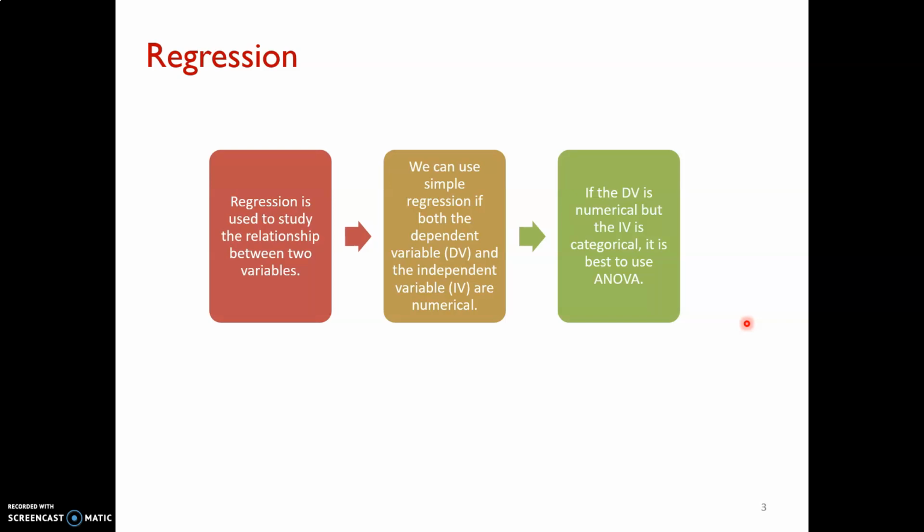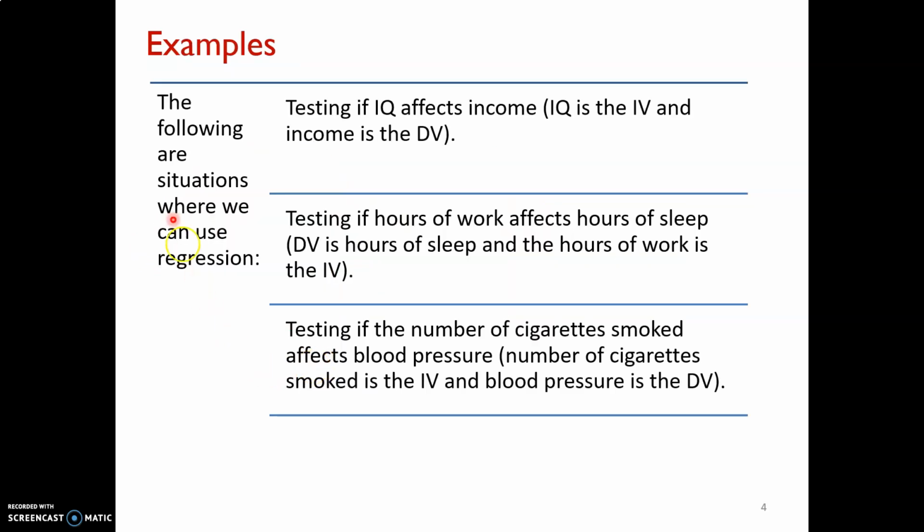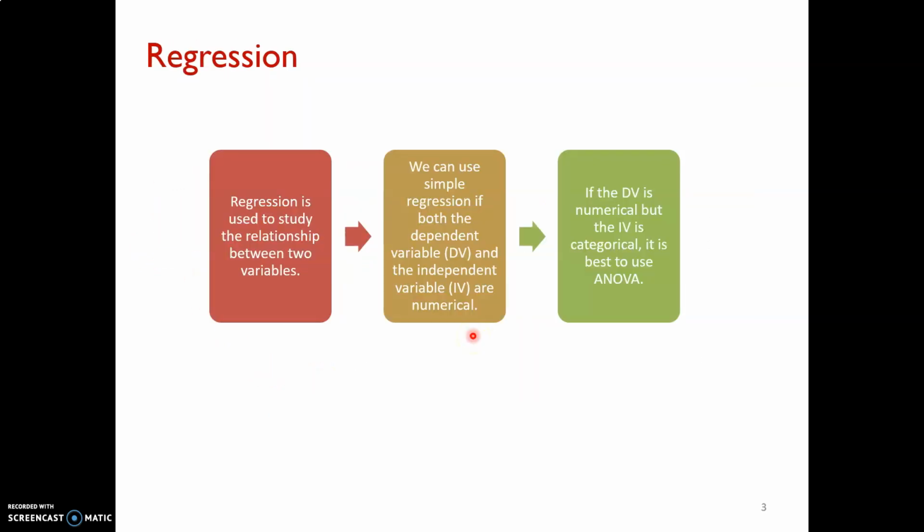Regression is a type of supervised learning. Supervised learning has two types: one is classification, another one is regression. Here the regression is to study the relationship between two or more variables.